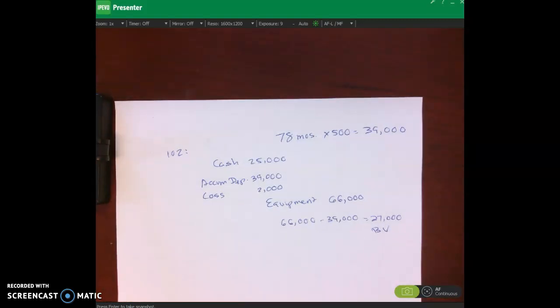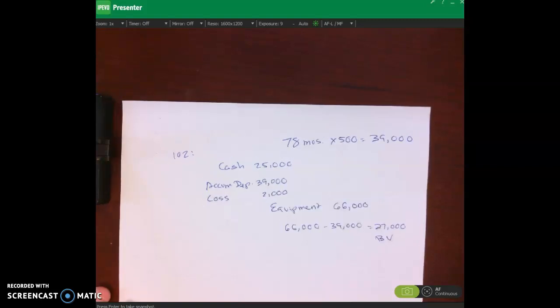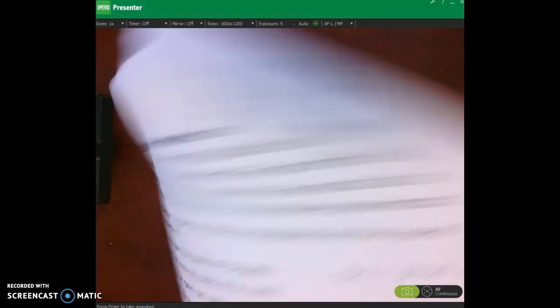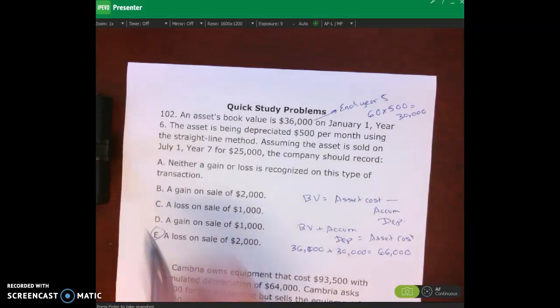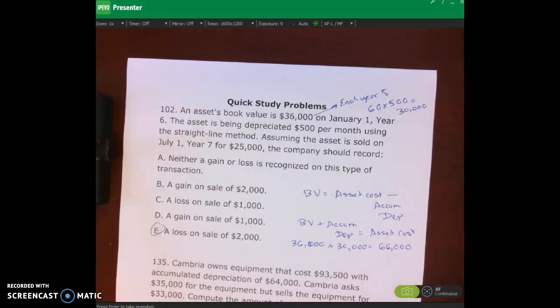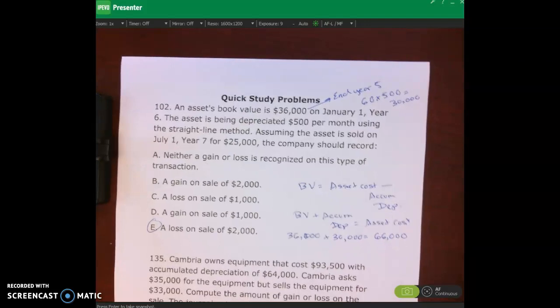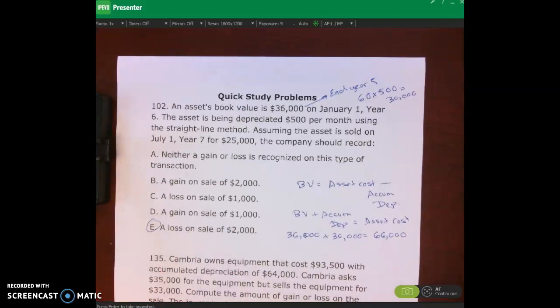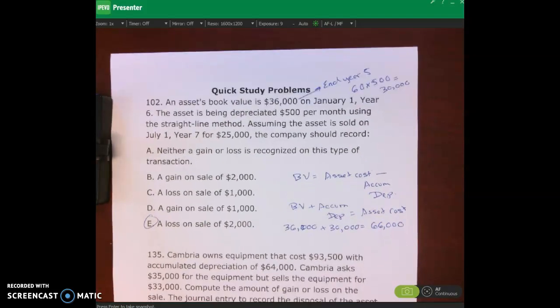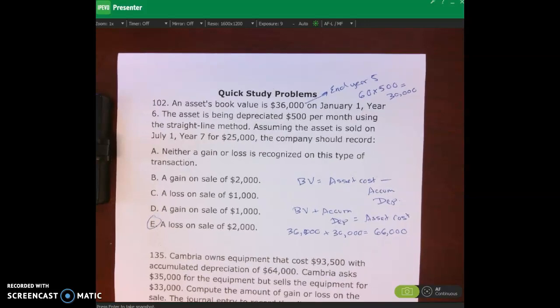And so we can use that full journal entry to figure out the right answer. When you look at it, it's the loss on the sale, part E. Okay. This is a really good problem to make sure you understand. Put an asterisk by this problem. Make sure you understand this one.